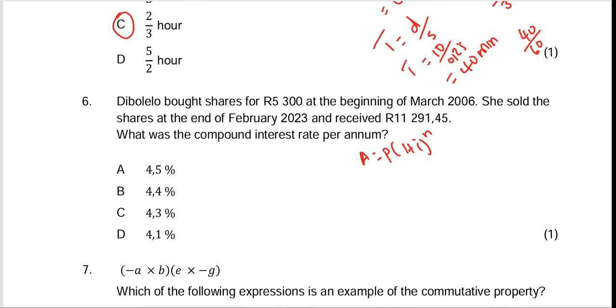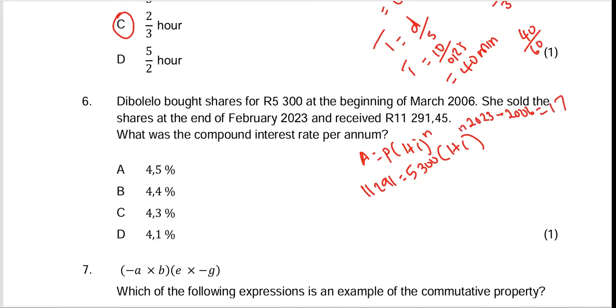Let's quickly substitute and get our answer. It's going to be 11,291.45 equals 5,300 times 1 plus i, yes, we're looking for an i. And then n is 17 years, from March 2006 to 2023. 2023 minus 2006 is going to give me 17 years, and then I'm going to put 17 here.